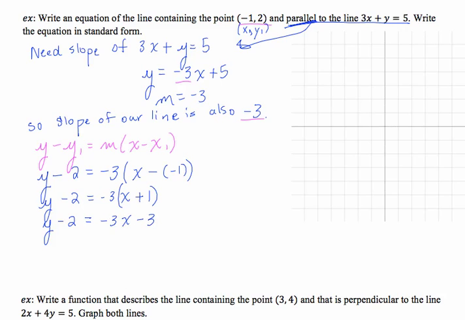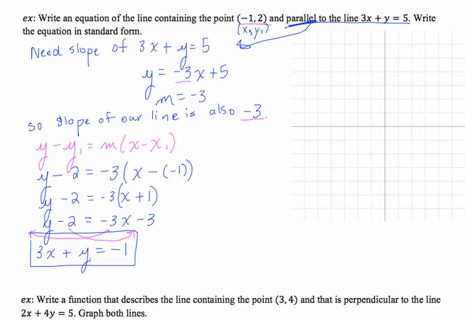I'm going to move the 3x over to this side, and I'm going to move this negative 2 over to that side so that the x and y terms will be on one side and all the constants on the other side. So adding 3x to both sides gives me 3x plus y is equal to negative 3 plus 2, which is negative 1. So there it is in standard form.